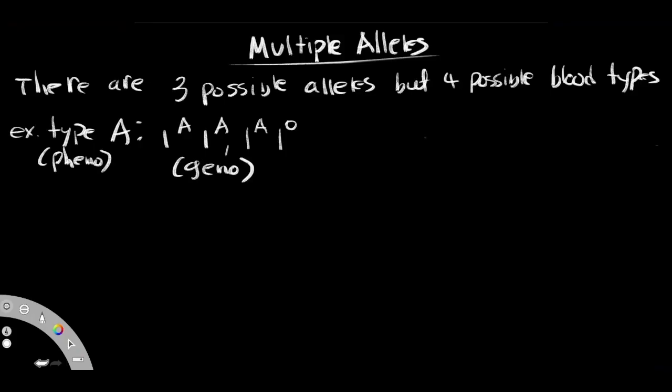So this here would be the genotypic characteristic. And the actual blood cell would kind of look like this. I believe it has some crowns sticking out to the side.